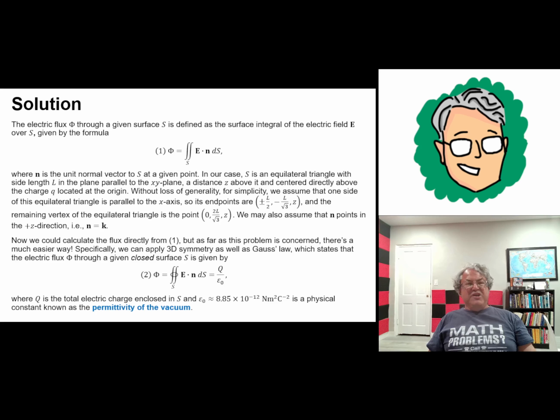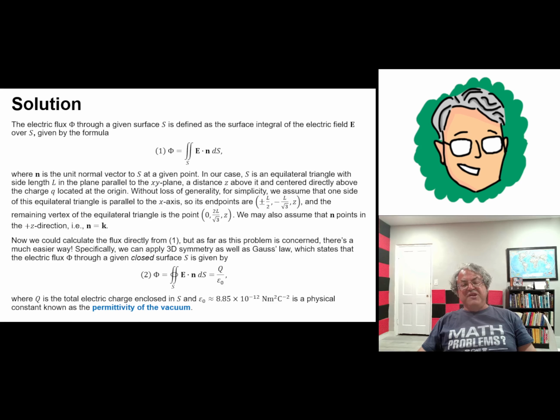You could do the same thing for gravity if you wanted. I don't know if I've ever actually seen this law used for gravity, but you could, because the gravitational field is basically the same inverse square law as the electrostatic field. Just a consequence of the inverse square law. But anyway, that's Gauss's law. And maybe I should say something about this constant epsilon naught. It's a physical constant. It's known as the permittivity of the vacuum, or the permittivity of free space.